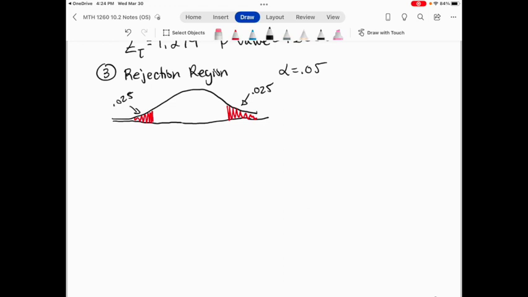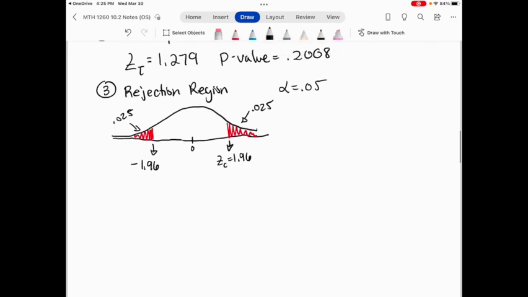So on the calculator, I'm going to use my inverse norm, and I'm using inverse norm because we're using the normal distribution here. We're using the z-test. I'm going to use inverse norm to find my cutoff point, and I'm going to find that my z critical is 1.96, and then this one will be 1.96, but it's going to be negative because it's on the other side of 0.